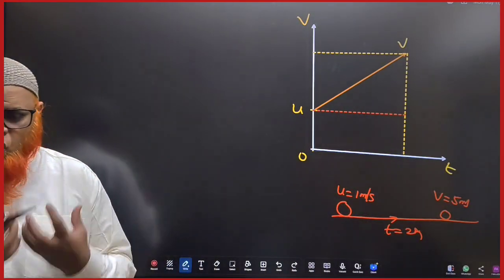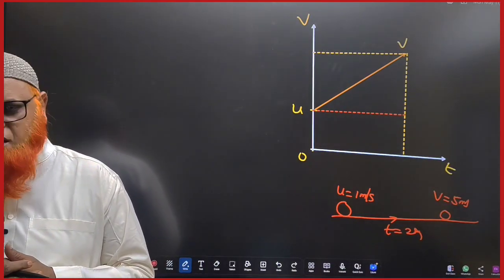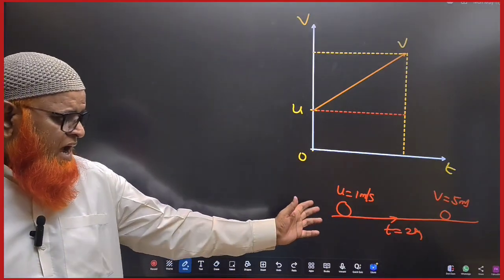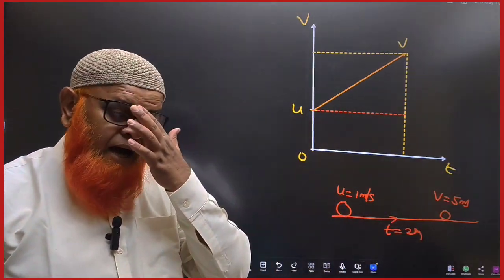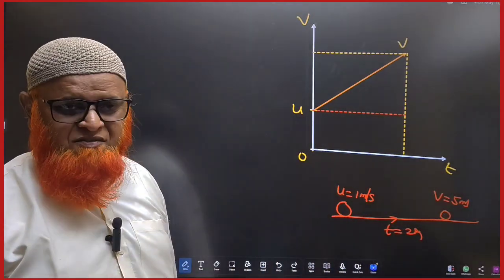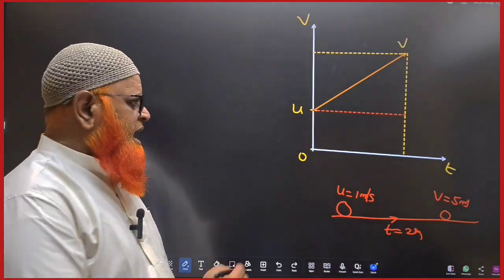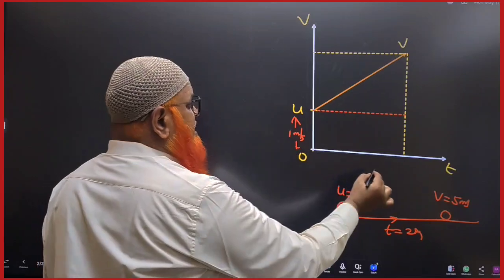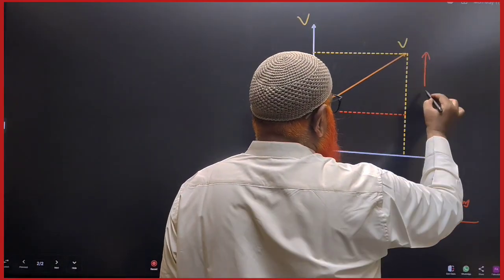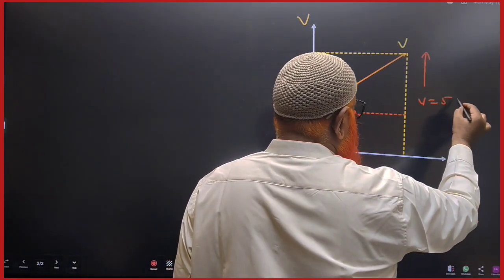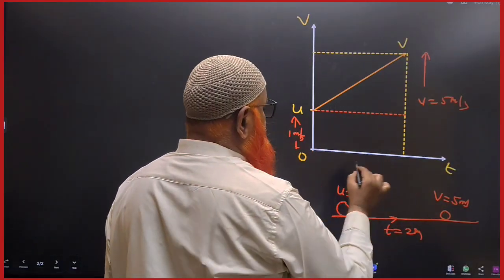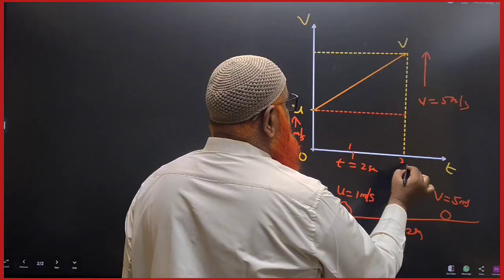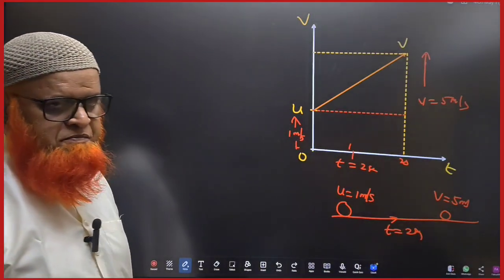That means the body already has a certain initial velocity. It is not starting from 0. Already it has a certain initial velocity and slowly its velocity is increasing. So you have to show that in the graph. The initial velocity is represented with this, that is 1 meter per second, and the final velocity v is taken as 5 meters per second. From here to here, time taken is how much? 2 seconds, which means this is 1 second and this is 2 seconds. So this is the graph.